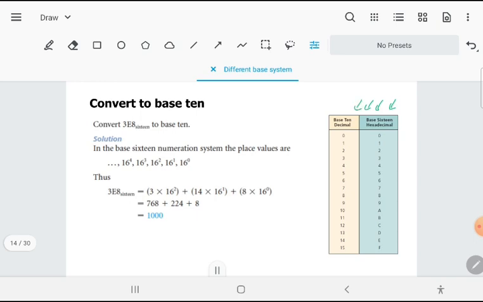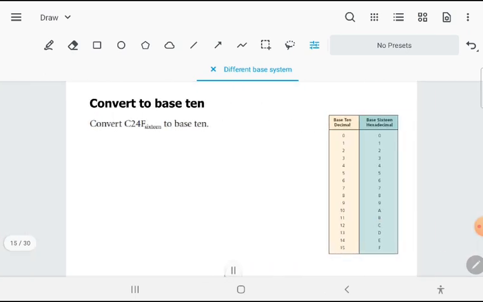So the process is the same. We are just using the same process. So base 16 raised to the powers of n. So 3E8 base 16. Remember, E is 14, F is 15, so 14 right here. If you evaluate the powers and multiply that to the respective digits, you get the magic number 1000. Let's have a practice right here.